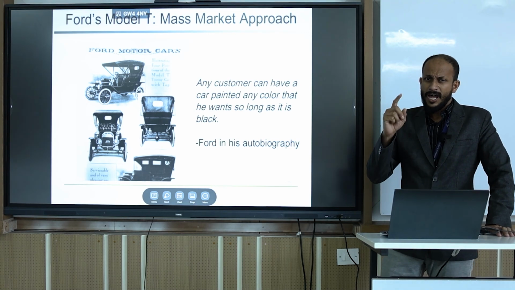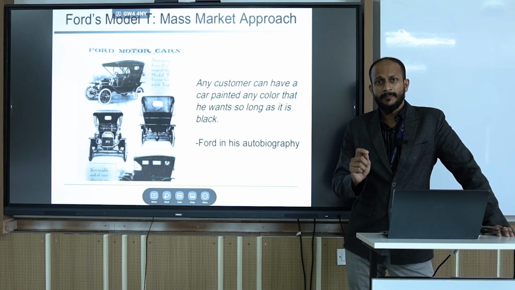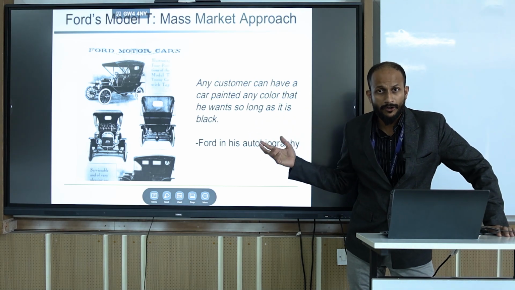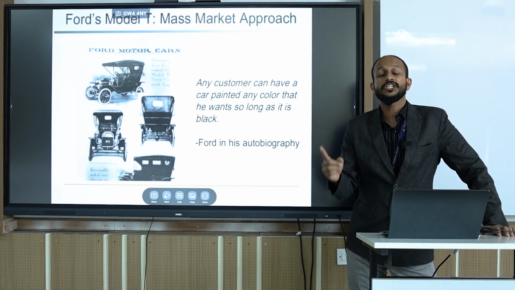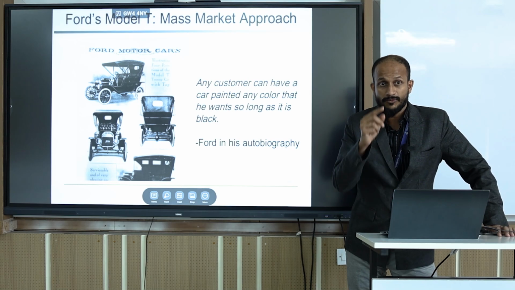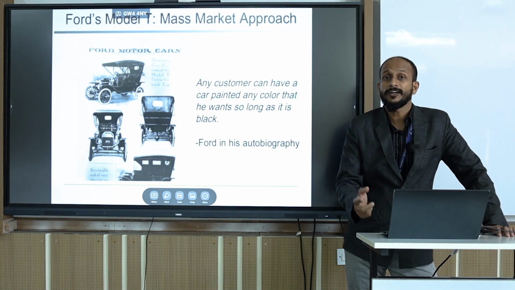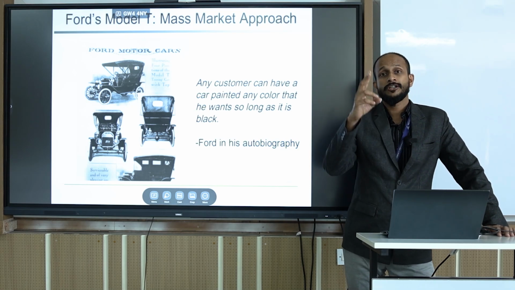For three reasons. Number one, through mass marketing, you can have something called mass production, like how Ford produced this T model car. For every 90 minutes, he was able to produce one car. Initially, it took almost 12 hours. From 12 hours, he was able to bring it down to 90 minutes, almost 1.5 hours. That is mass production. Second thing is mass distribution.